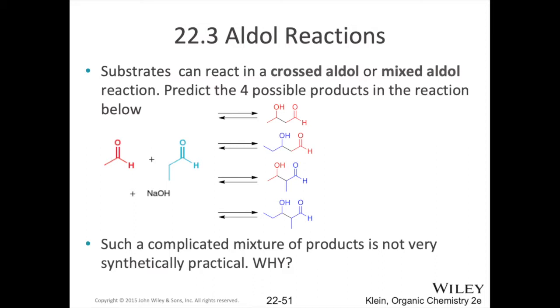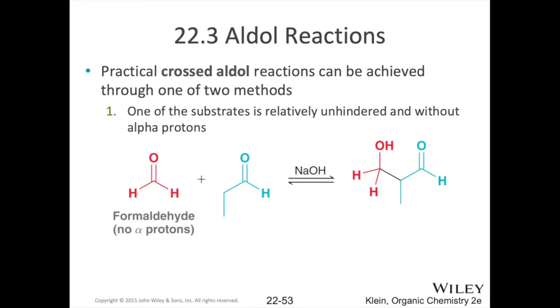Okay? Now, from a synthetic standpoint, that's pretty lousy, right? You're going to get low yields of each of these because you're splitting your products into four potential products. So whichever one of these you're actually interested in, you're getting probably at best somewhere in the ballpark of 20%, right? So again, not very practical. So how do we increase the odds of getting the product that we want? Well, one way to do this is to select something that's not going to act as a nucleophile. It's only going to act as an electrophile.